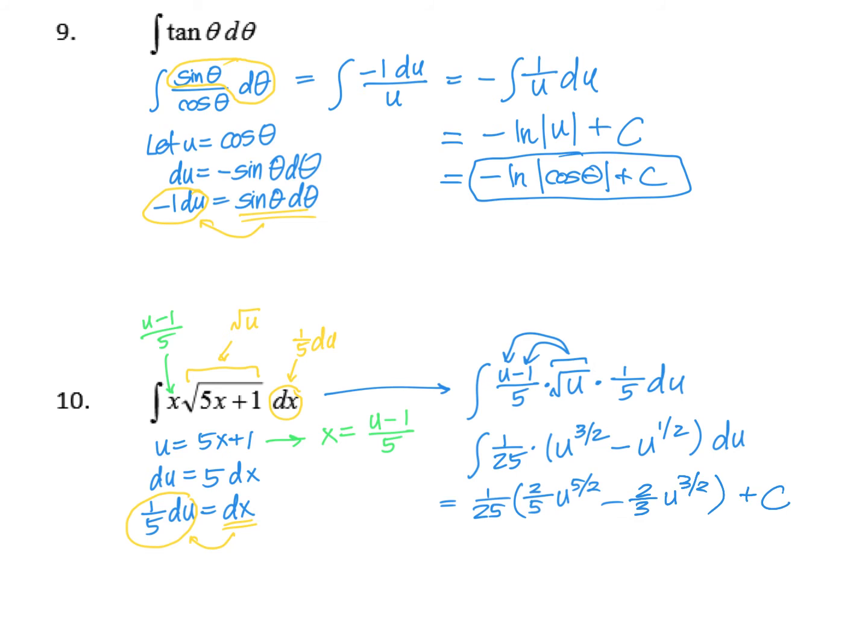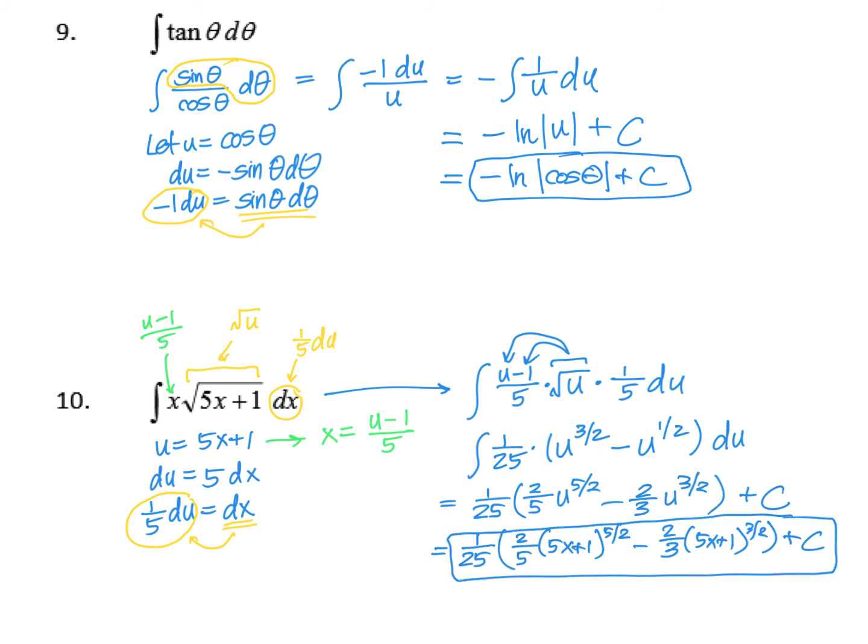Now we just reverse substitute. Replace u with what u equals, which is 5x plus 1, raised to the 5/2, minus 2/3 times 5x plus 1 to the 3/2, close the parentheses, plus c, and here is our answer. Now we can distribute this 1 over 25 if we wanted to, but this is also an acceptable answer.